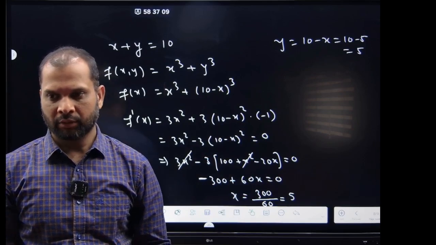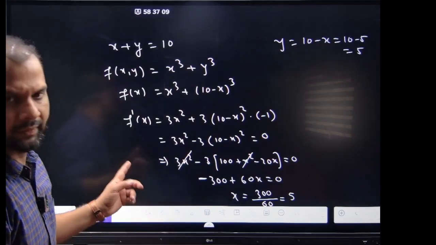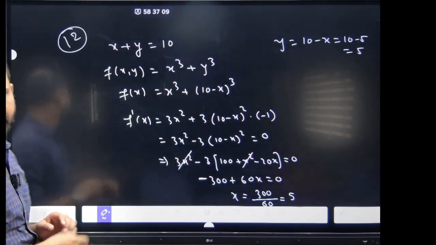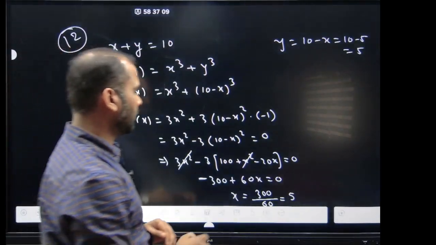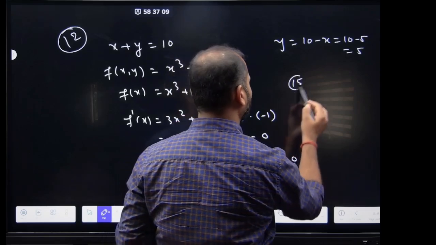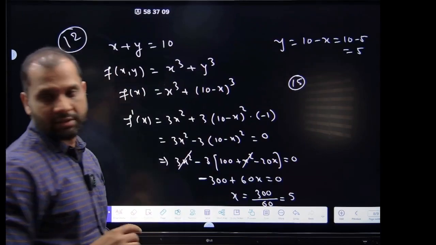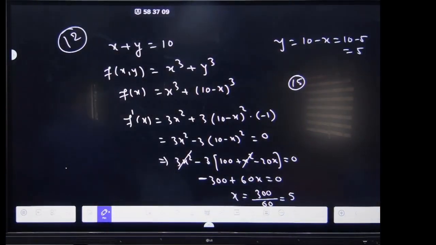Understood? Now the 16th one I should solve. This is 15th. 12th. Now you should solve the next one, 15th. The 15th one, all of you try to solve. I'll just try to understand the question first. 15th, what is the question?